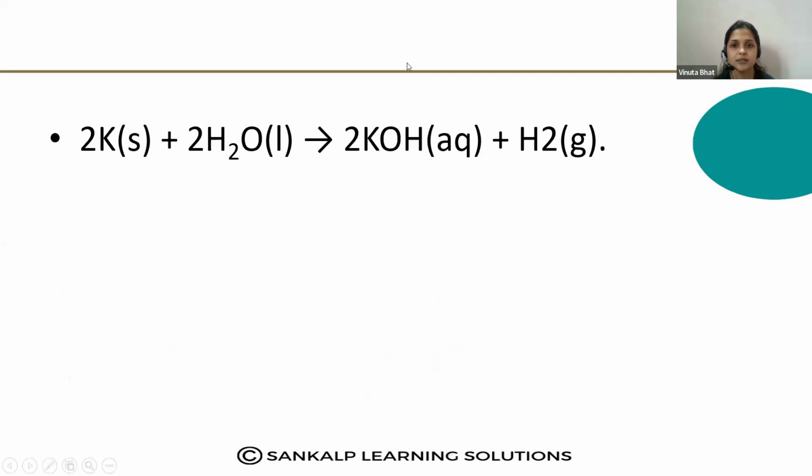Let us check the answer. Yes, this is the balanced chemical reaction. 2 potassium plus 2 water molecules gives us 2 potassium hydroxide and hydrogen.